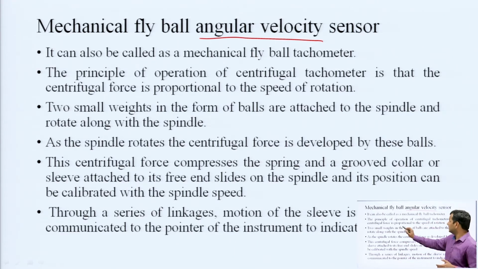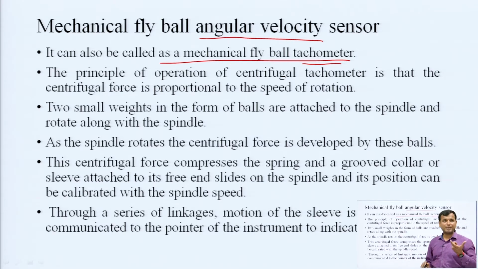It can also be called a mechanical fly ball tachometer, because we are measuring the angular speed, and the instrument that measures angular speed is called a tachometer. The basic principle of operation of the mechanical fly ball angular velocity sensor is the centrifugal force. We will see the arrangement, then the principle of operation of the centrifugal tachometer. It can also be called a centrifugal tachometer, because the basic principle of the mechanical fly ball angular velocity sensor is centrifugal force.